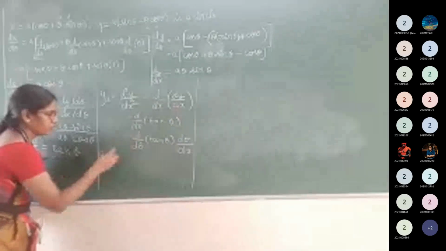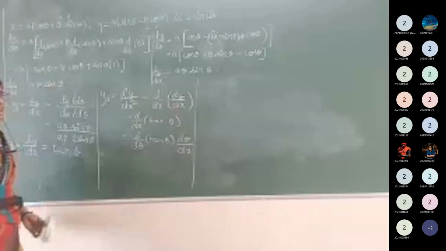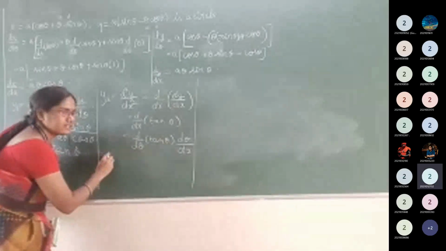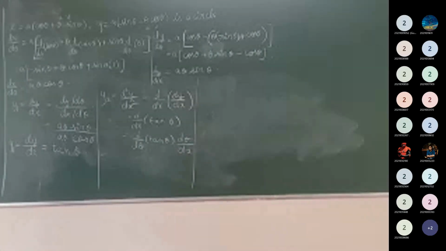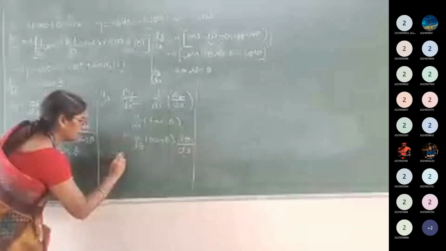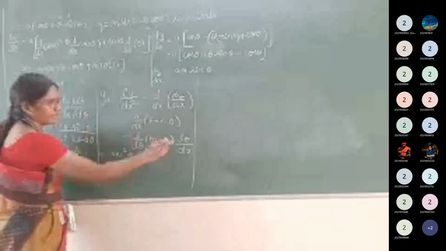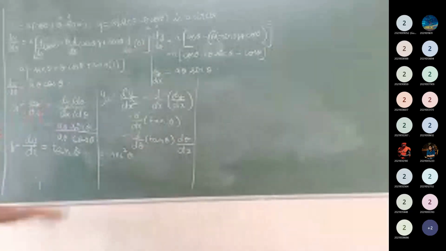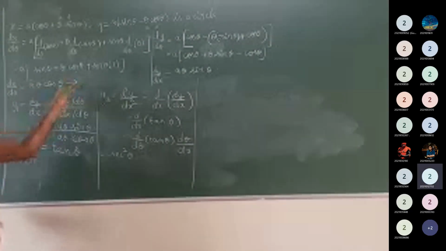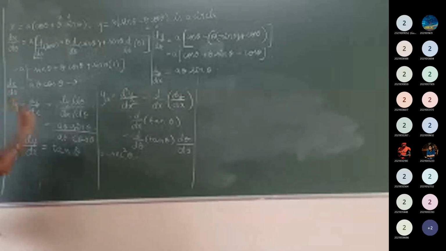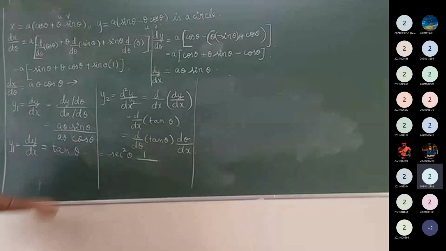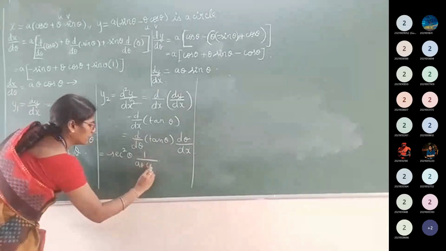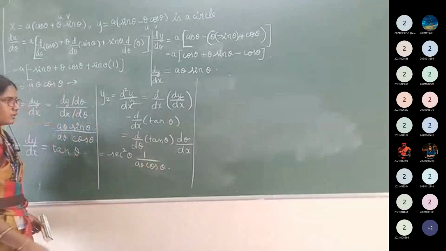So which is equal to, what is the derivative of tan theta? Secant square theta. Then for this, use this one. How will you use this? 1 by, because it is a theta cos theta, the reciprocal of that term.